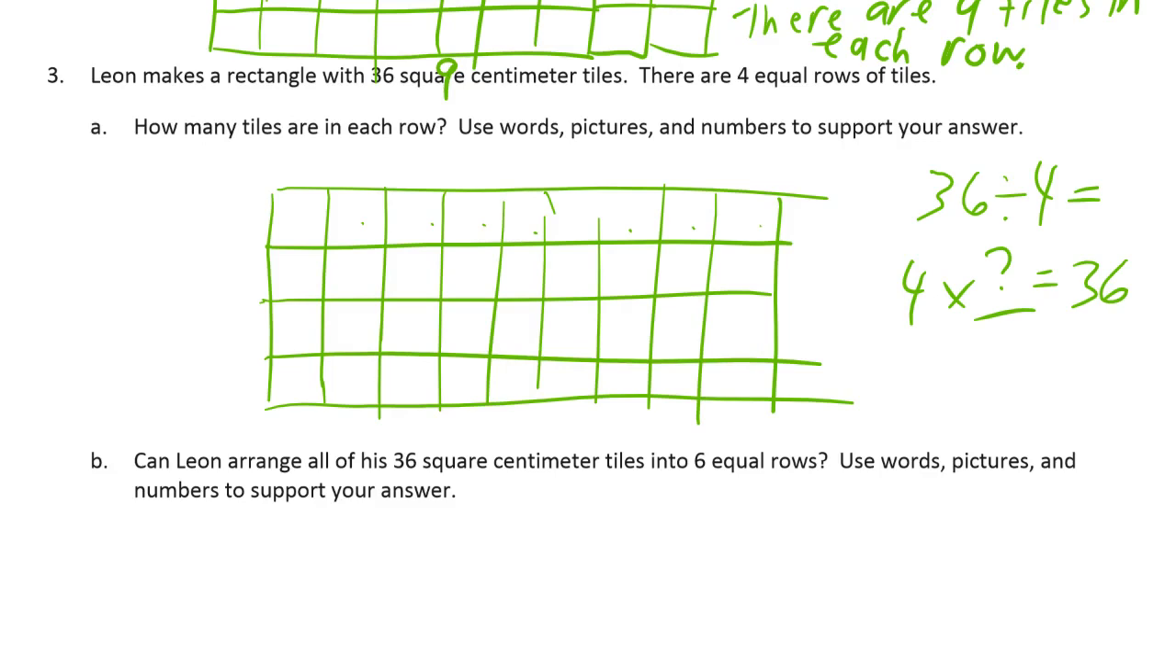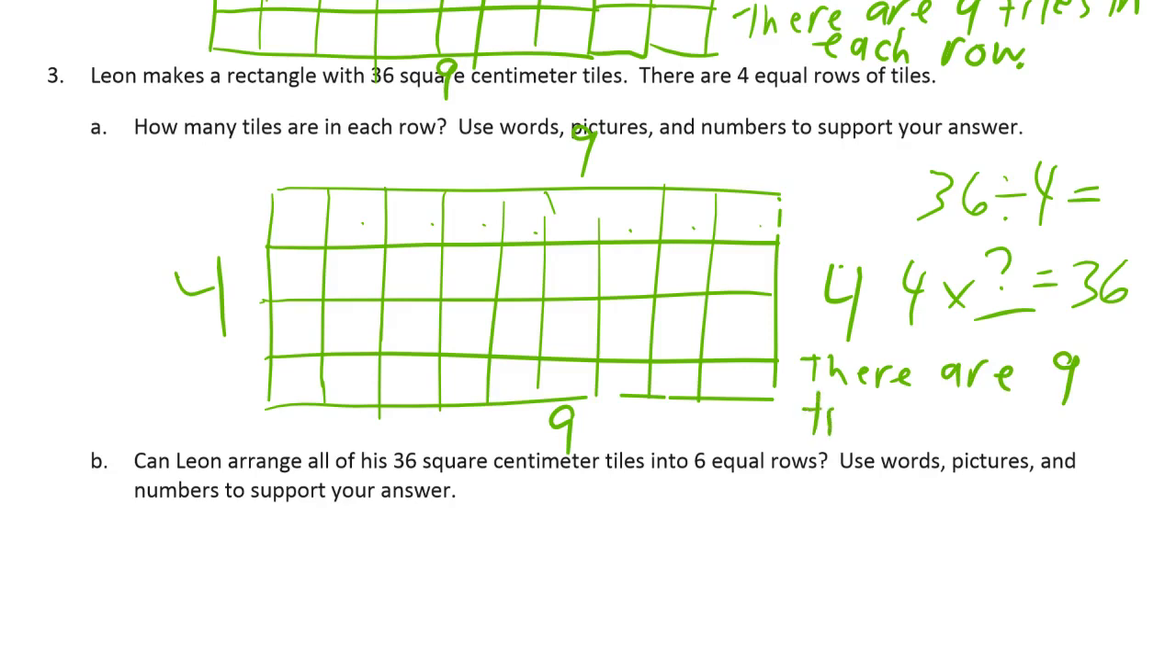Four, five, six, seven, eight, nine. Yeah, that's better. Four on this side, nine here. Four there. I'm going to clean up the edge of my rectangle here. There. And I'm ready to write my answer. There are 9 tiles in each row.